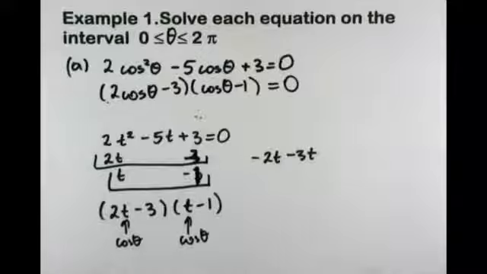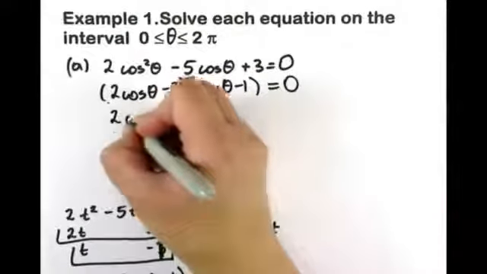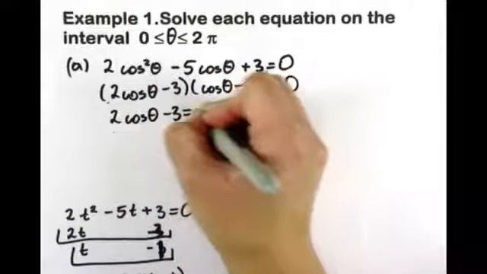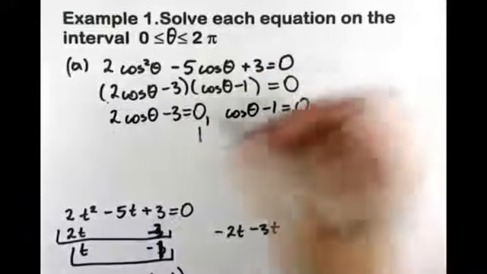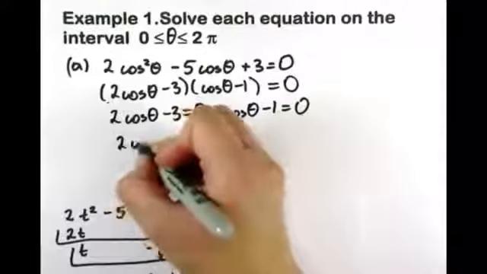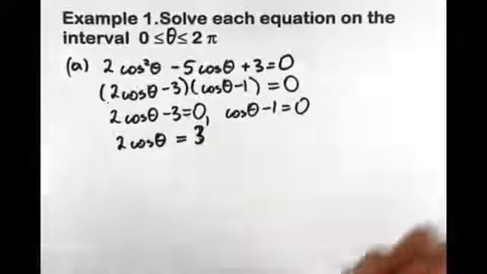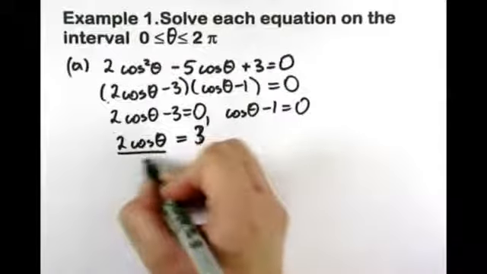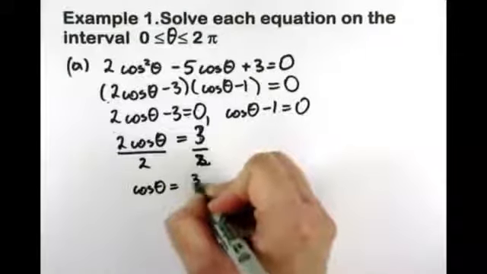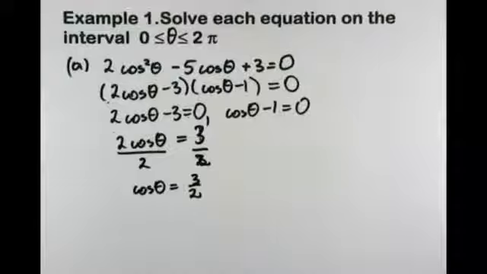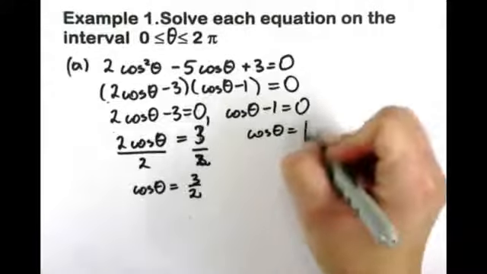Now once I have two brackets, I take each bracket to 0. So we have 2 cos theta minus 3 equal to 0, and cos theta minus 1 equal to 0. Then we bring this over. So I have 2 cos theta is equal to 3. And then I divide by 2. So cos theta is equal to 3 halves. And similarly for this one, cos theta is equal to 1.